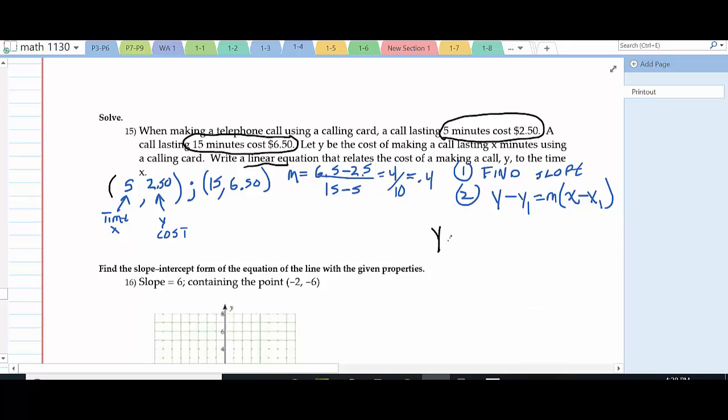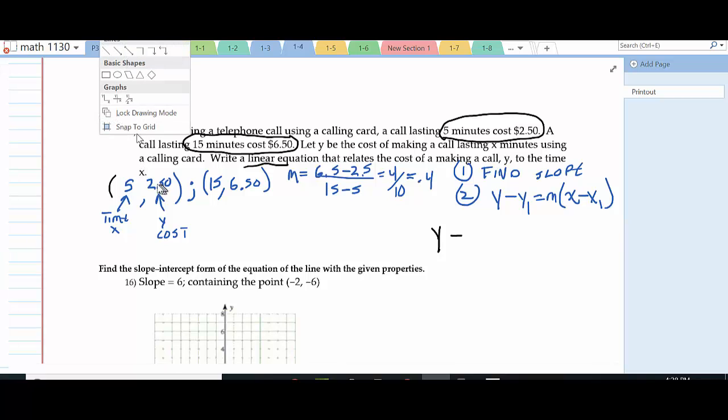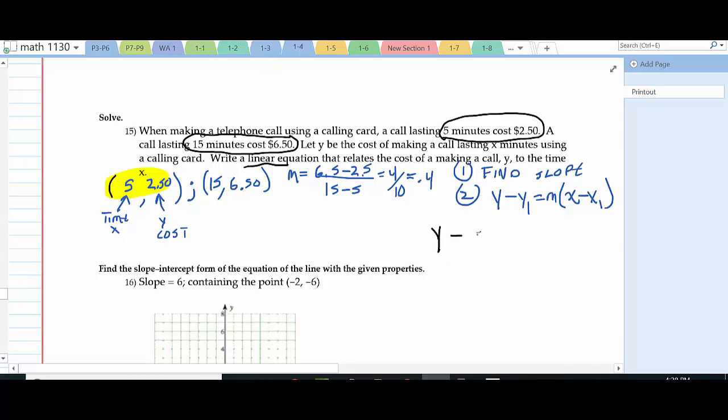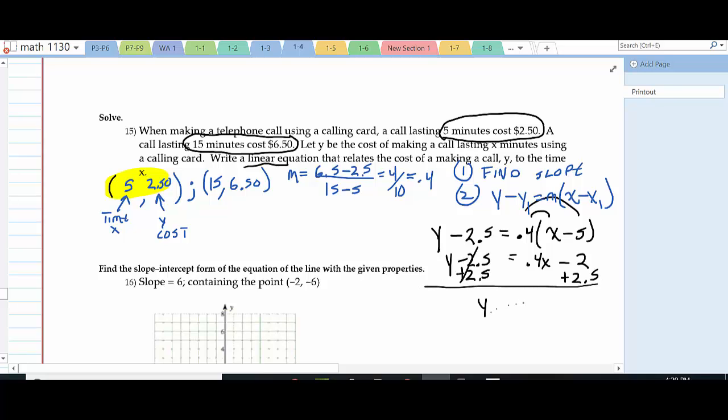So the second part, you would have y minus, and you pick a point. It doesn't matter. I'm going to pick the first one because the numbers are smaller. That's my thought process. So what I'd have is y minus 2.5 is equal to the slope 0.4 times x minus 5. That point gets plugged in the point slope formula. So that's going to give you y minus 2.5 equals 0.4x, and then 0.4 times 5, what's that? 2. Okay, so you have that. Then you can add 2.5 to both sides, and you would have y equals 0.4x plus 0.5. That's what's on the board, right? Okay, so is everybody with me on that?